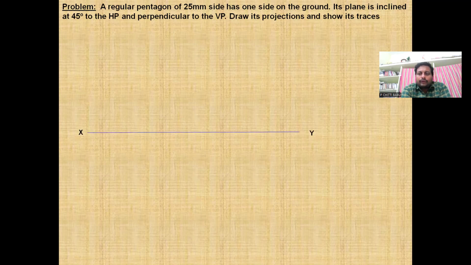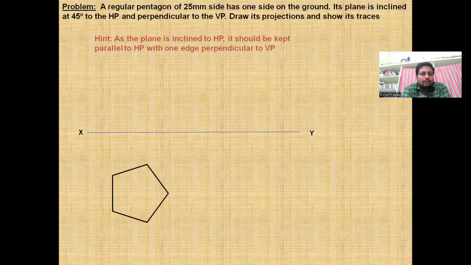Then in the top view, we are going to draw the pentagon. Hint: as the plane is inclined to HP, it should first be kept parallel to the HP with one edge perpendicular to VP. So this side or edge will be perpendicular to the XY reference line. One of the sides or edges is perpendicular to VP. In this case, the diagram will appear like this.